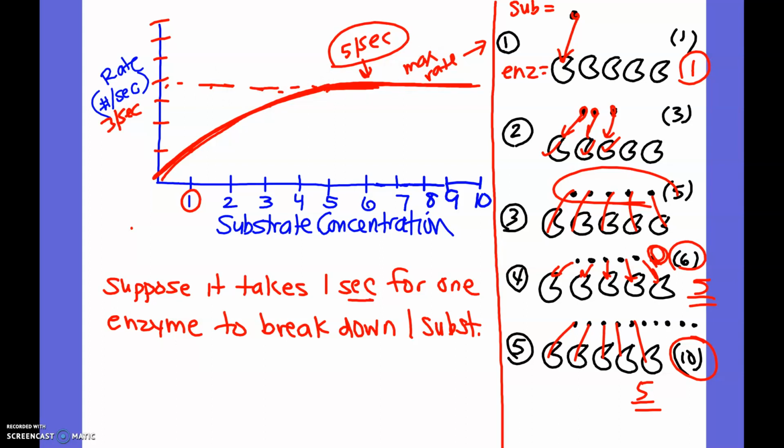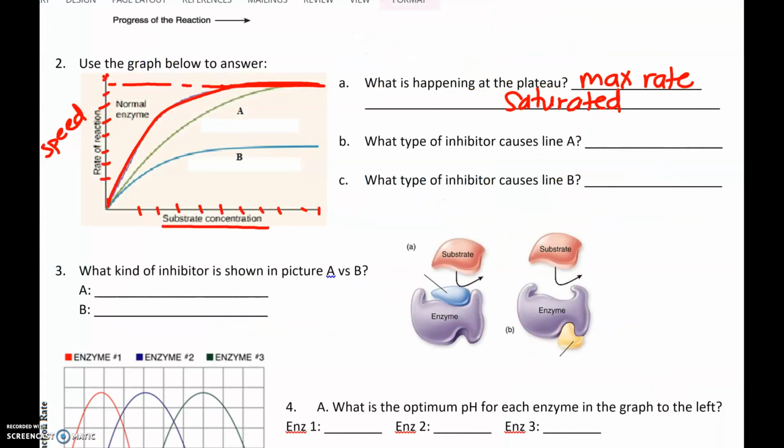The only way I can make that plateau higher is if I added more enzymes. If I had 6 enzymes or 10 enzymes, I might be able to get a higher plateau. So hopefully this kind of illustrates where they're getting this crazy looking graph. Now let's talk about inhibitors. So what kind of inhibitor causes line A?